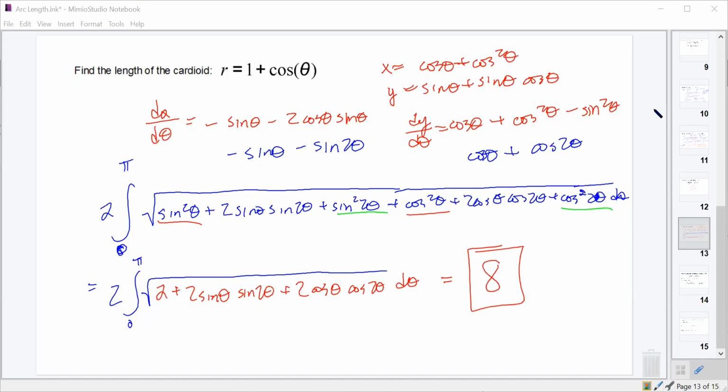Any questions or issues with that? Chances are they wouldn't ask you. I mean, I can't imagine they'd ask you to evaluate this integral by hand. Same with the previous one. I wouldn't be surprised if they wouldn't ask you to do that one either. Although the other one was easier than this one is.